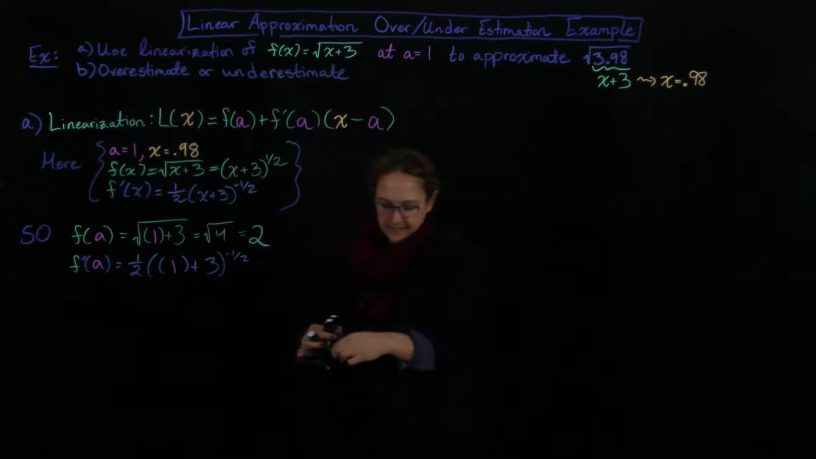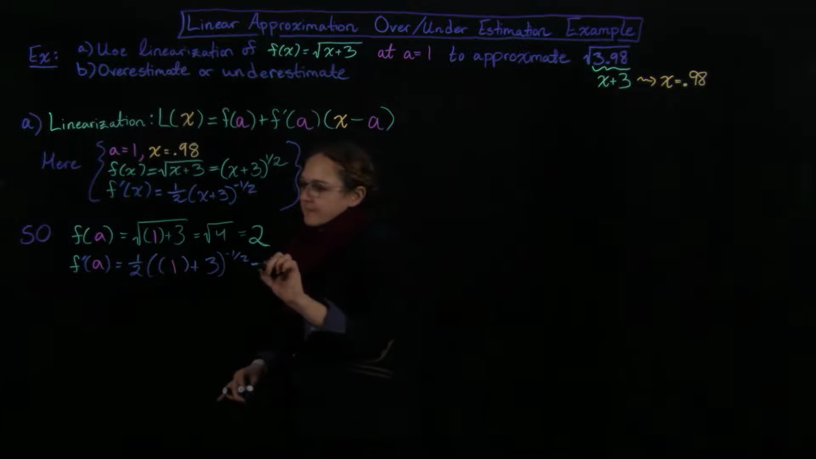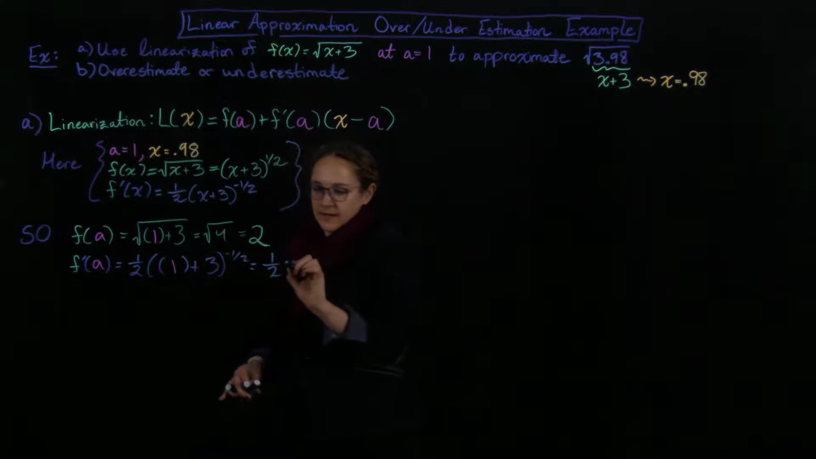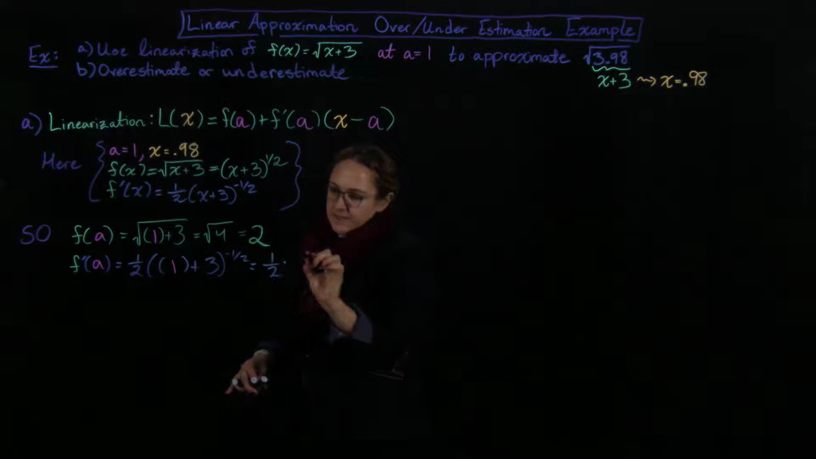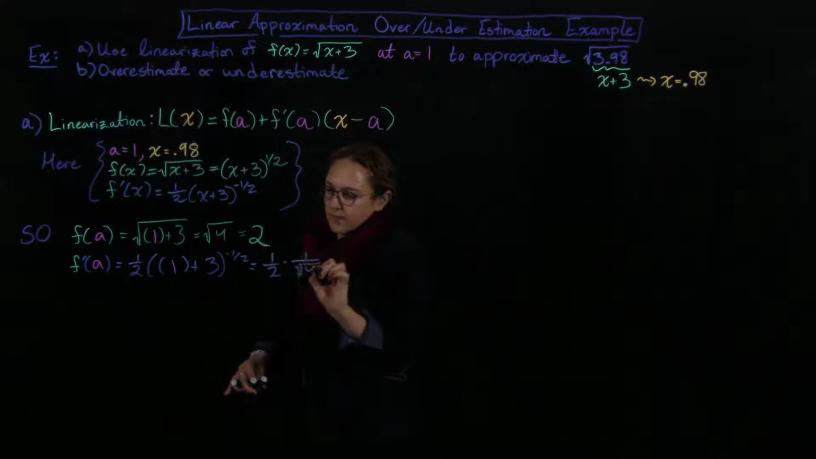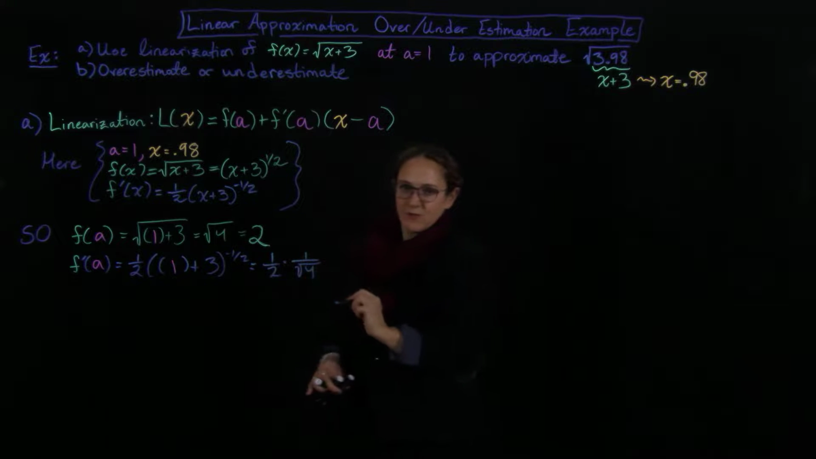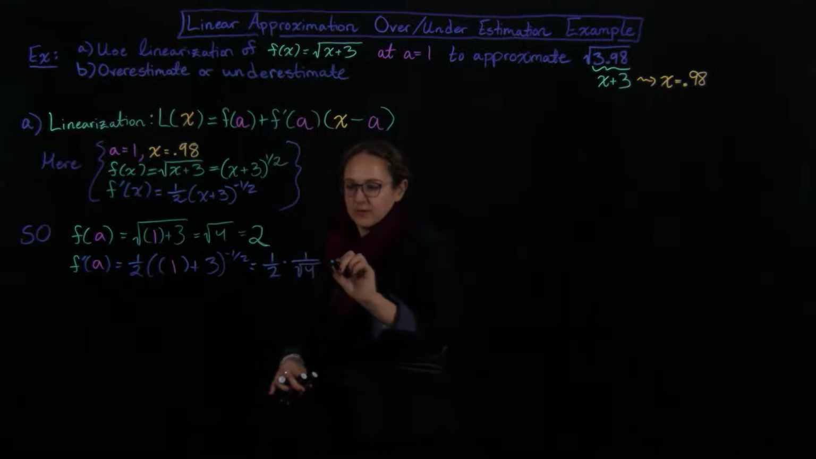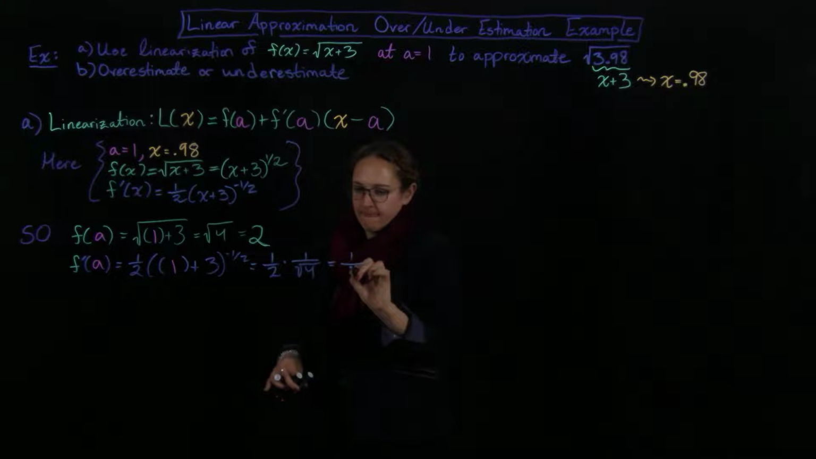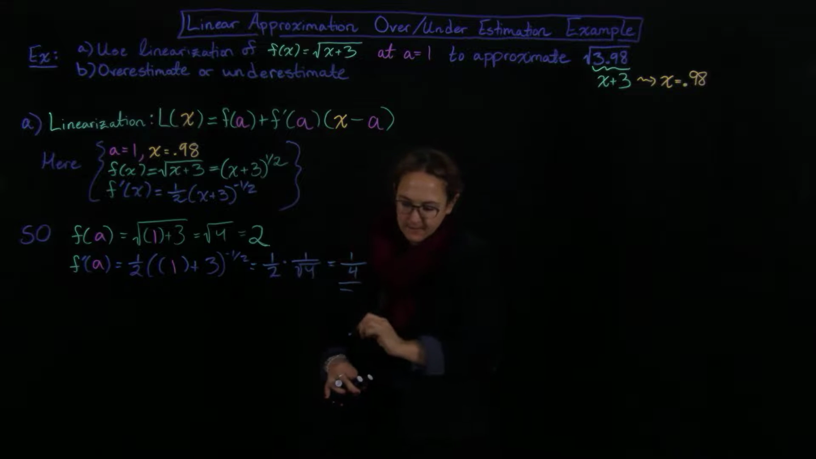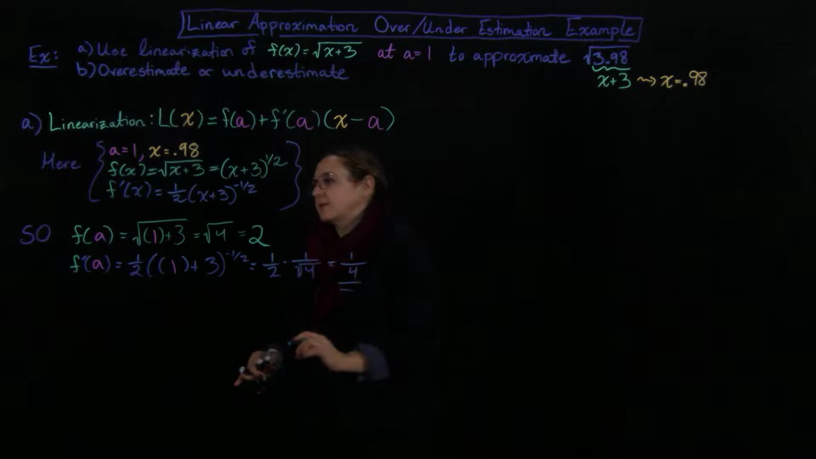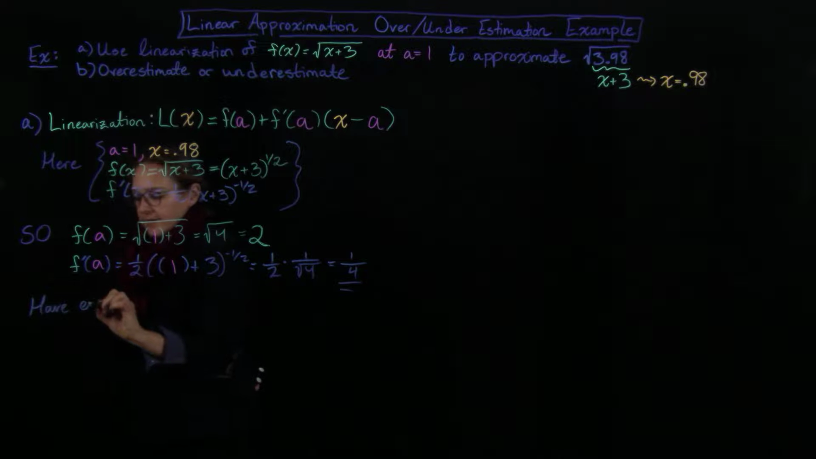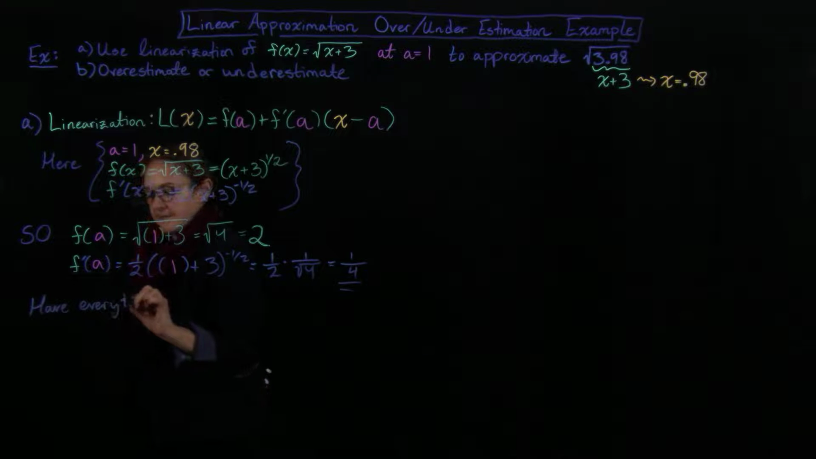And then this is going to equal 1/2, and this in here is 4, so I have times 1 over the square root of 4, because minus 1/2 means I'm doing a square root on the bottom, right? So this is just equal to 1/4. Great. So now we have everything to plug into L of x.